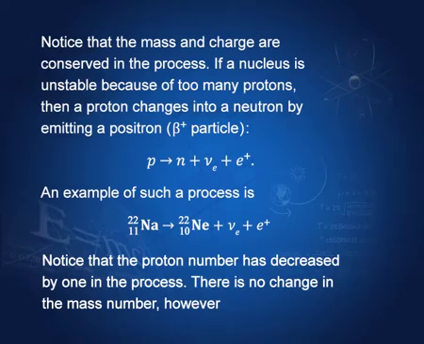Let us take another example. Sodium 22 with atomic number 11 becomes neon 22 with atomic number 10 with the emission of a positron and neutrino. The positron takes away one unit of charge, therefore this 11 becomes 10, and this 22 remains as 22. So, the charge and mass are conserved in a nuclear interaction.